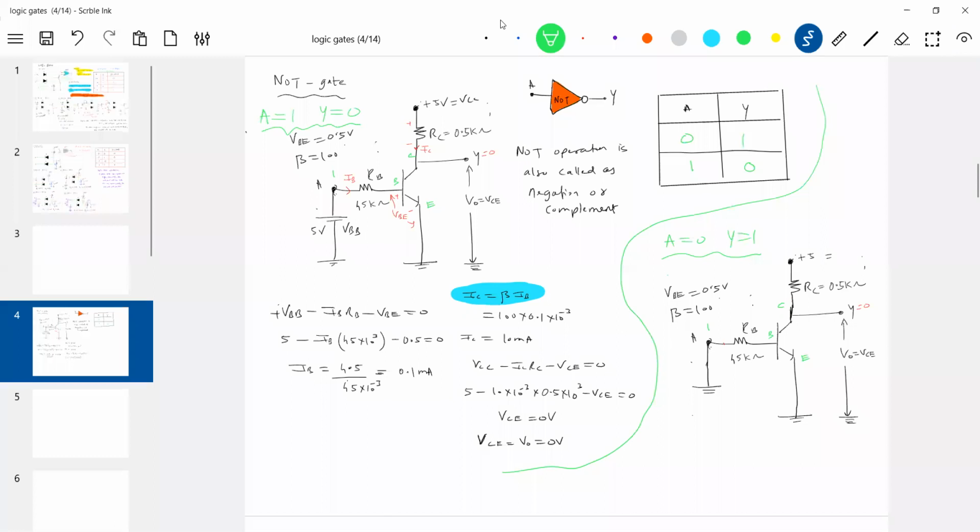I think I adjusted everything. Okay, let's see what will happen now. What will happen to V naught? Logic 0 is what we have brought it. What happened to Y? Okay, let's write the loop equation now. Plus VCC 5 volt minus ICRC minus VC equal to 0. What is VCC? 5 volt. IC is 0, so 0 into RC. So VC I got 5 volt. So nothing but this is V naught, no?